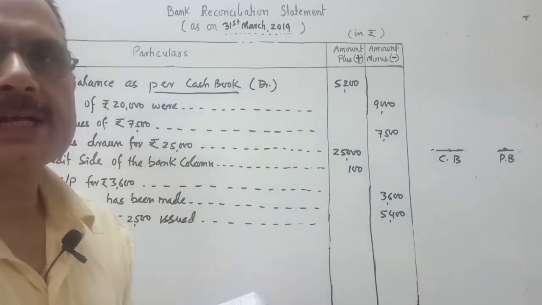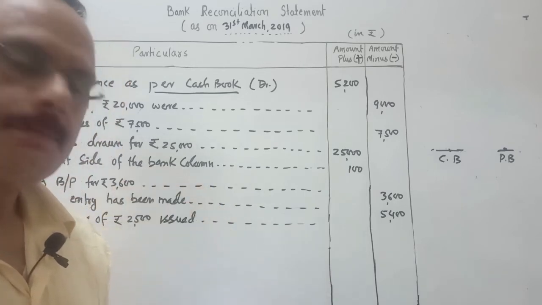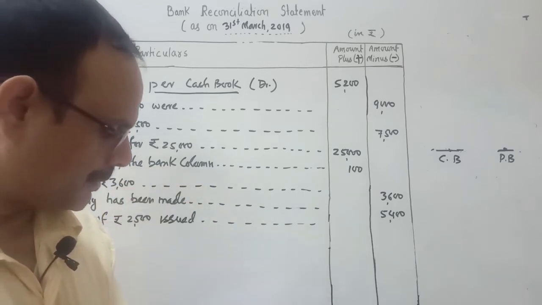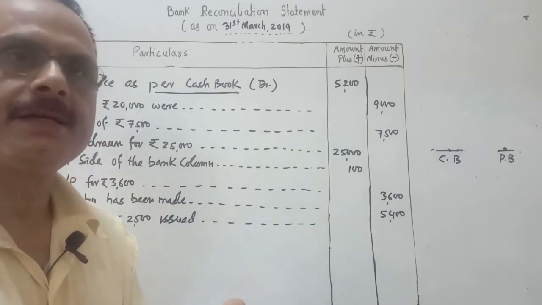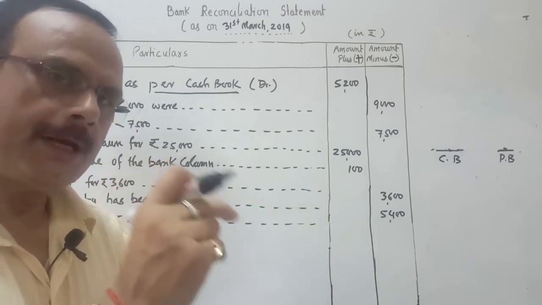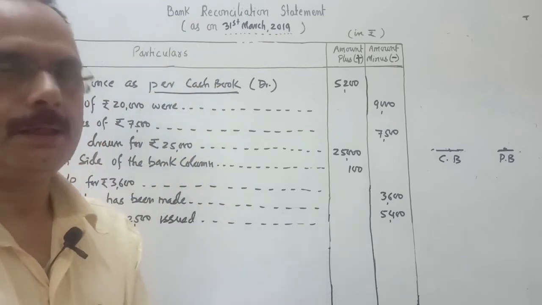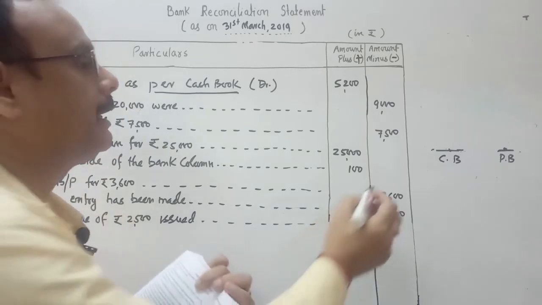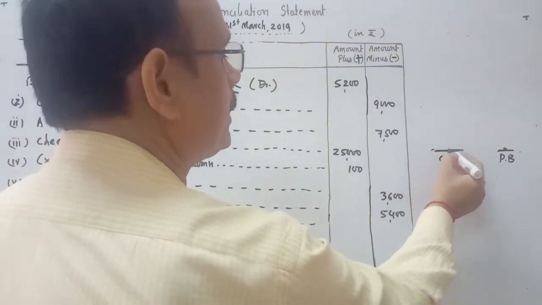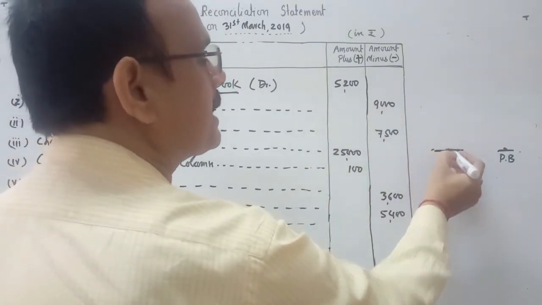Because we prepare the cash book in columnar form, double column, cash and bank. Here the information is a check of rupees 2500 issued to a creditor. That will be entered in the credit side of the cash book in the bank column. But wrongly this was entered in the cash column. It means in the cash book, in the bank column it is not recorded. So the cash book balance is as it was before.